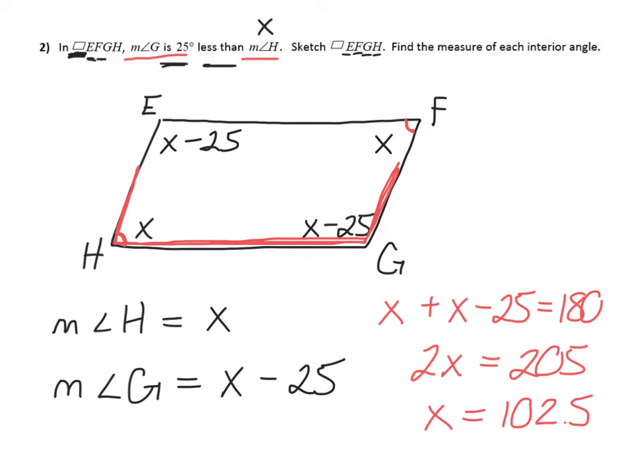The last thing they want is the measure for each interior angle. Well, obviously H and F, since they're both just x, are both going to be 102.5. The other ones are 25 less than that, so they're going to be 77.5.